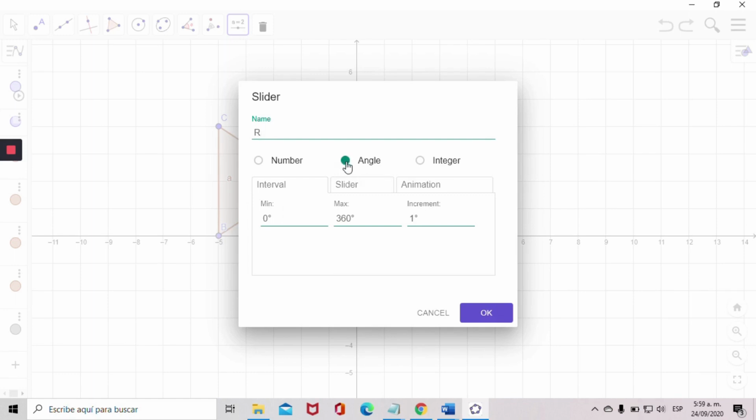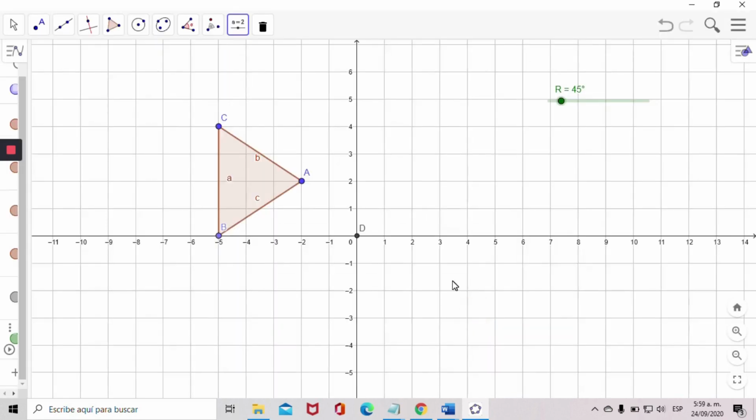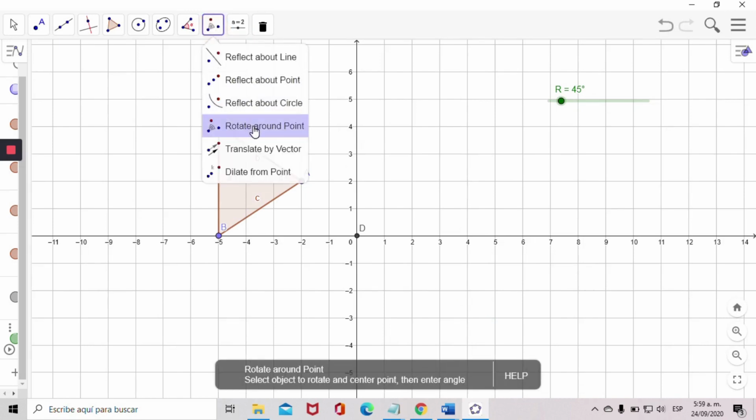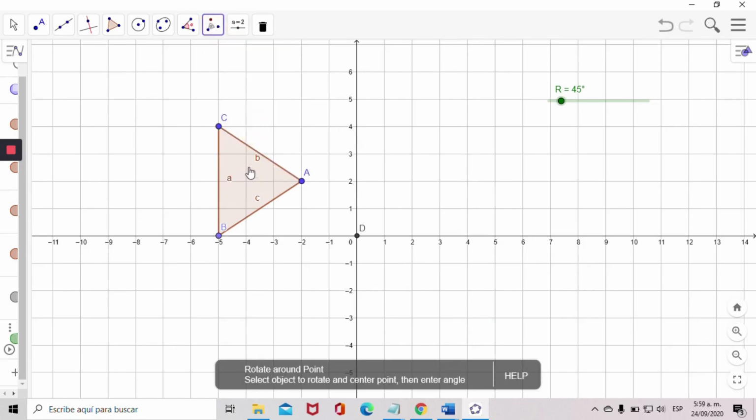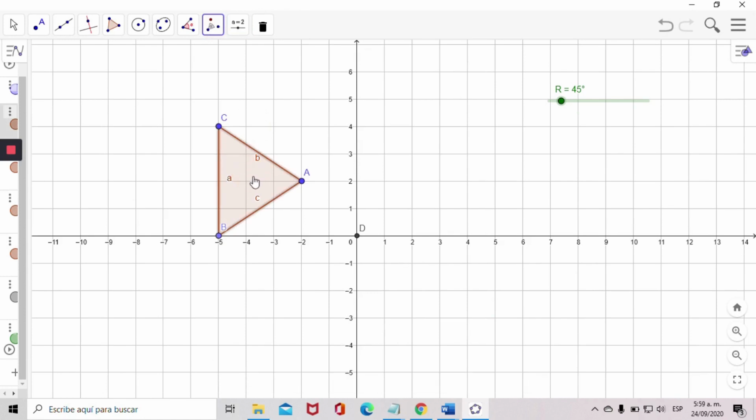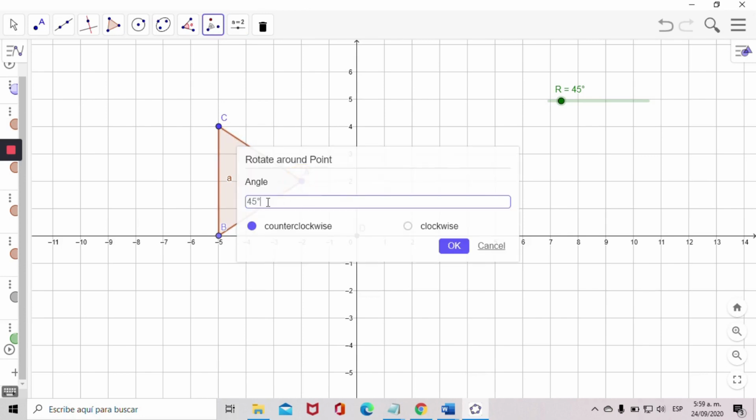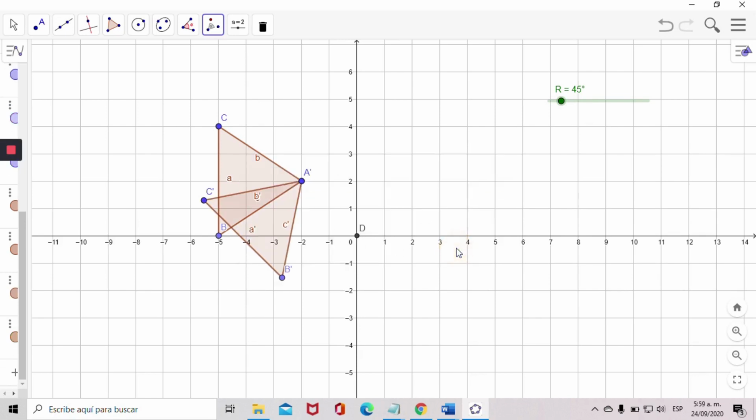Once you have it there, you go back to the menu and select rotate, which is what you want to do with your polygon. You select the polygon and you say around this vertex, it could be. And when it asks you for the angle, you write R, because that is the name of the slider. So R, and then you say OK.